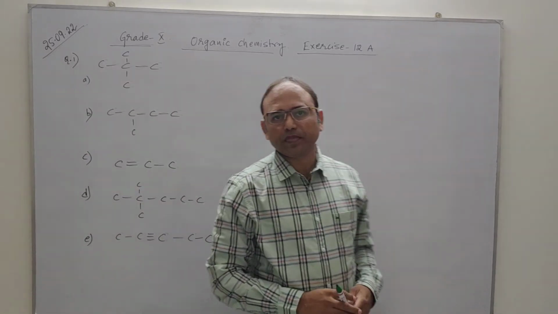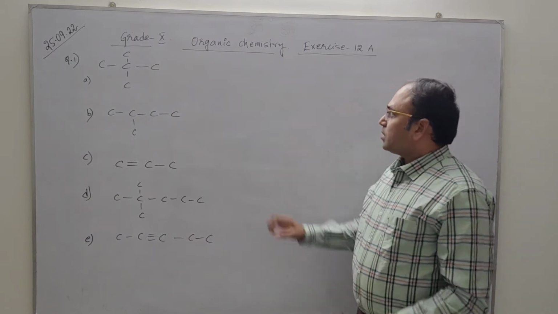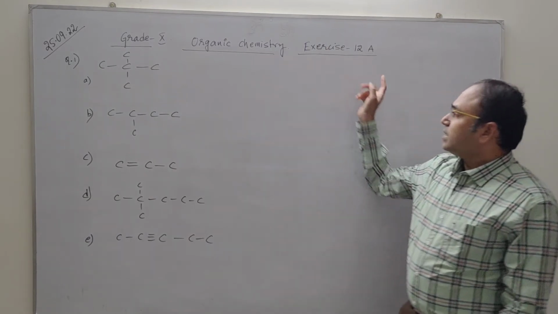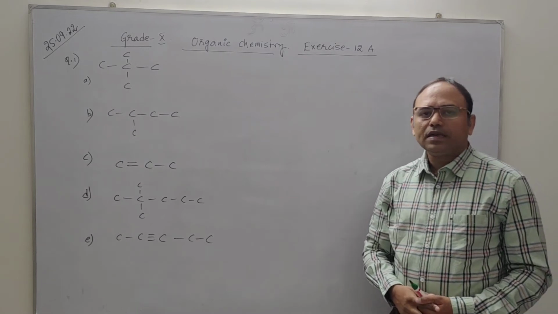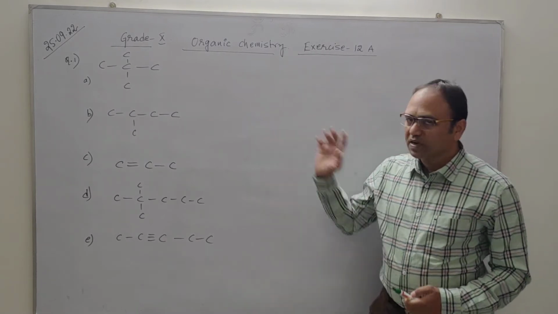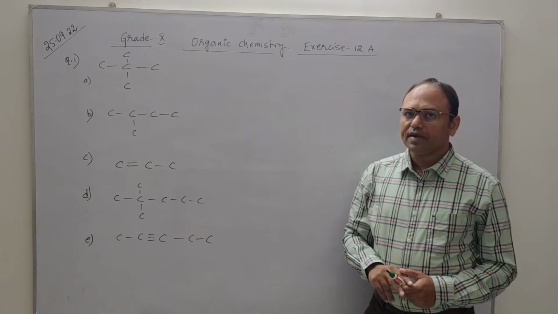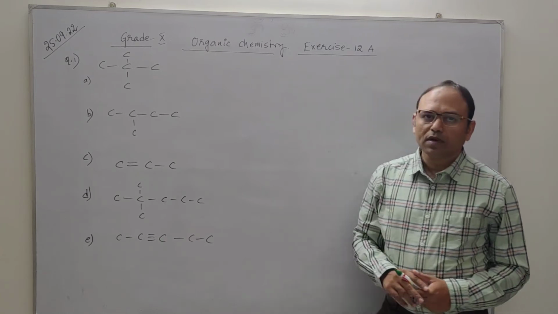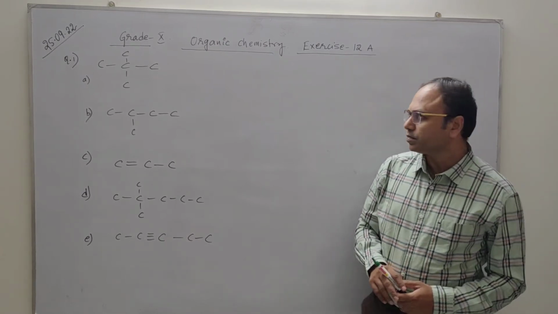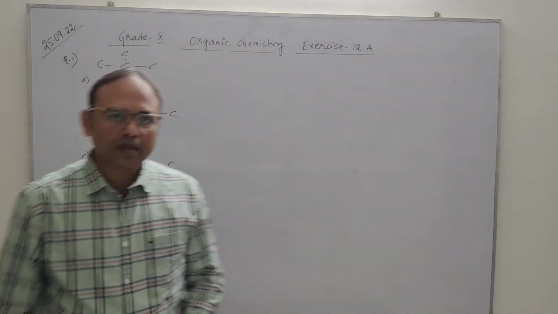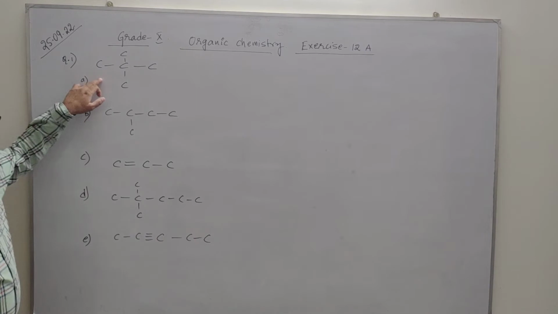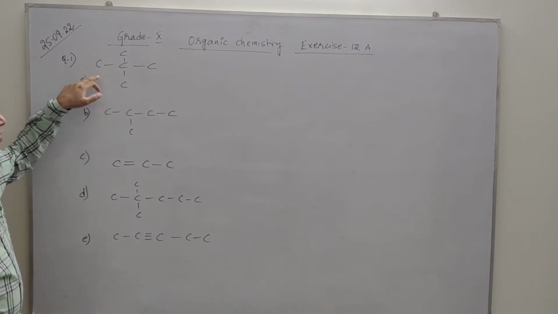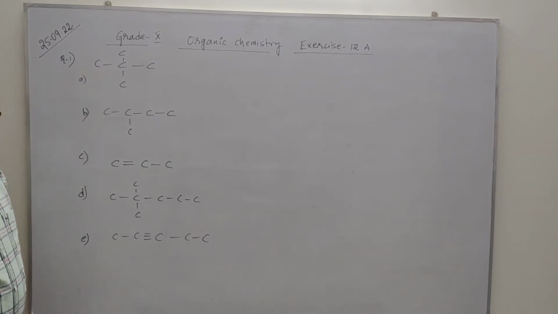Good evening, students. Today's topic is Grade 10 Organic Chemistry, Exercise 12A. We have already discussed the concepts related to the nomenclature. Now we will discuss question number 1 and question number 2. I have taken the first 5 structures. We have to write IUPAC names for these structures. First one.